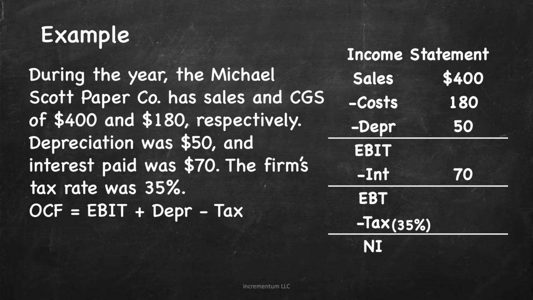We'll plug in $70 for interest, and then we'll note on our income statement that our tax rate is 35%. So now let's see what we can solve on this income statement and if it's enough to get us operating cash flow. So sales minus cost minus depreciation on the income statement brings us to $170 for EBIT. We'll subtract interest, and that leaves us $100 for earnings before taxes.